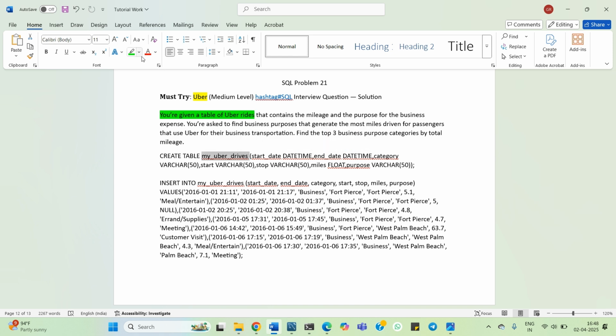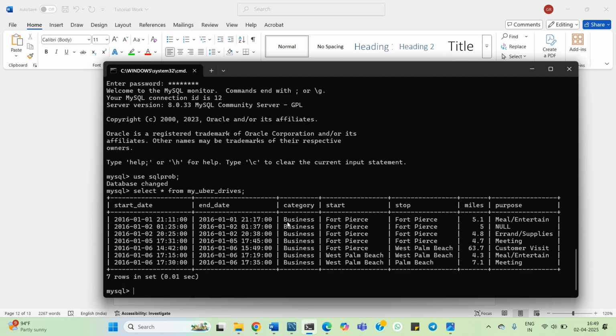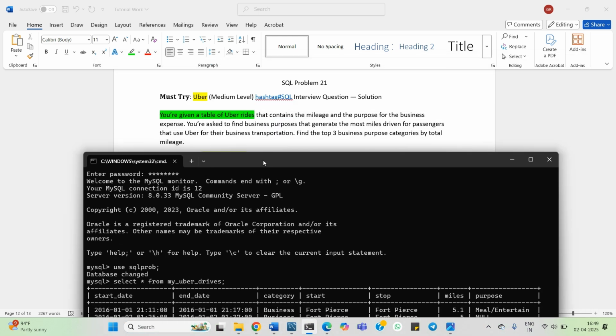First we'll see the table and the data, then we'll jump to the problem statement and the conclusions. Now you can see the table is my Uber rides. It has almost 6 to 7 columns. So in my Uber rides we have 7 columns.